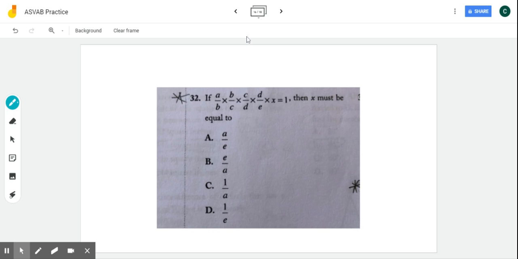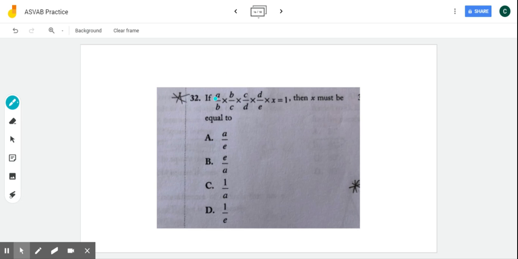All right, so we're multiplying a bunch of fractions times x equals 1. Again, this is a problem where these a, b, c's, d's and e's are just numbers, and x is our variable that we're solving for in terms of the constants represented by a through e.